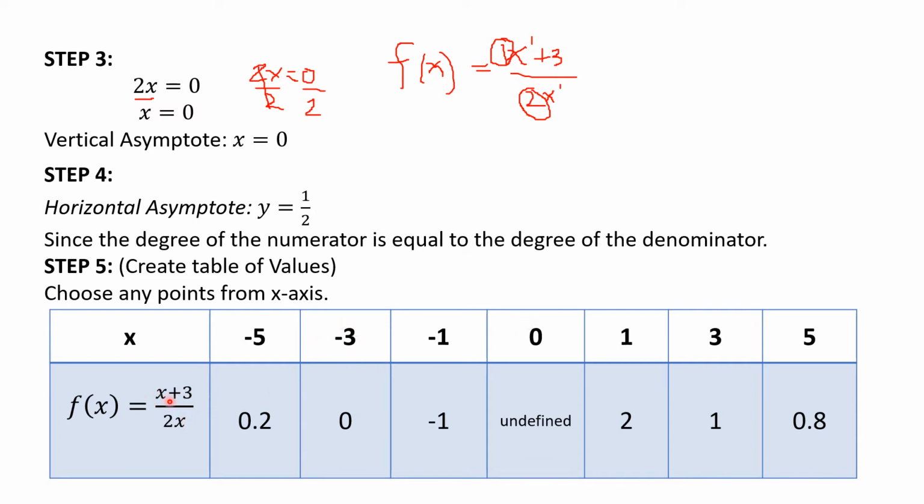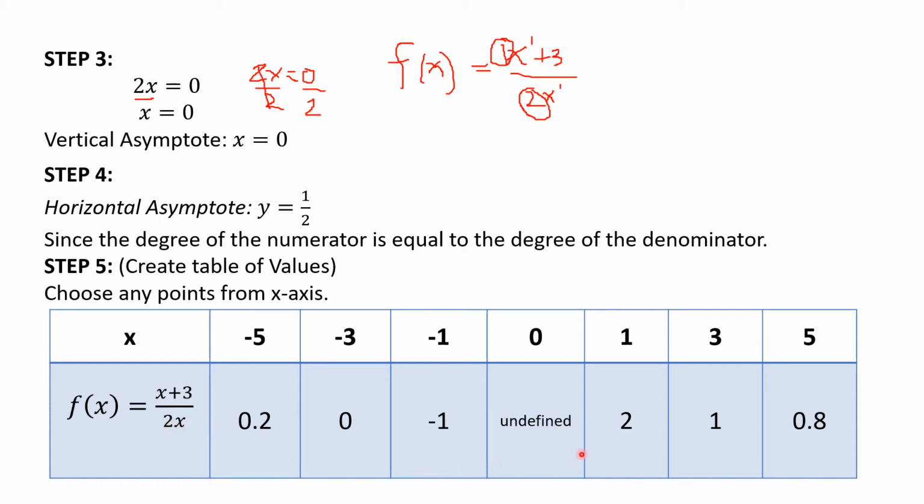So it becomes -3 plus 3 divided by 2 times -3. So, that is 0 divided by -6, which is equal to 0. Next, let us substitute -1. So the answer is -1. If it is 0, then undefined. If it is 1, the answer is 2. If x is 3, f of x is 1. If x is 5, the answer is 0.8.